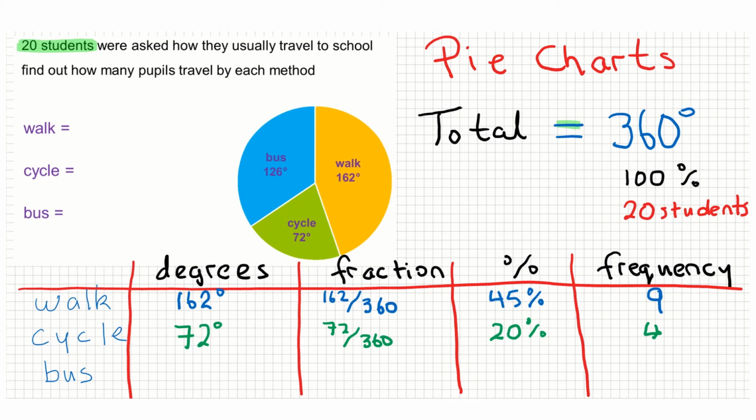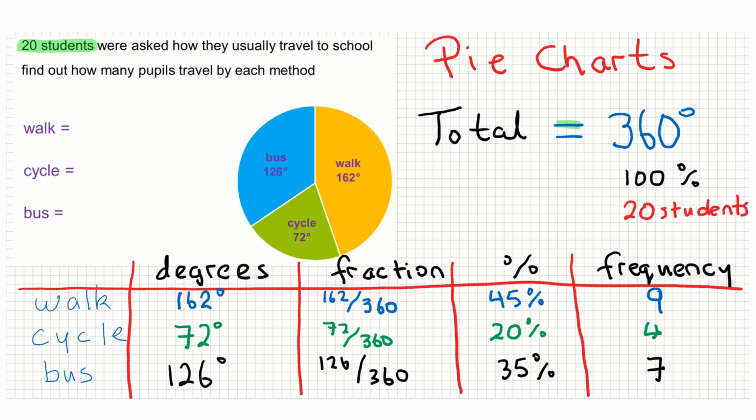Finally, we look at the bus, which is 126 degrees. So that's 126 divided by 360. That's 35%. And we want to find out 35% of 20. 20 multiplied by 0.35, and that tells us 7.